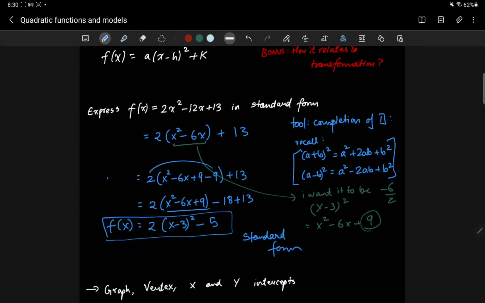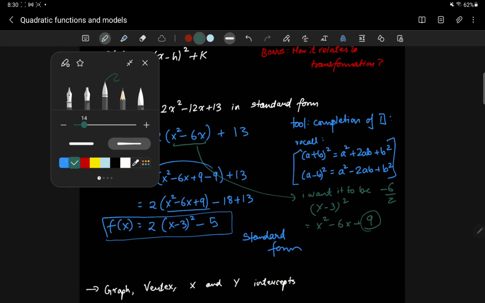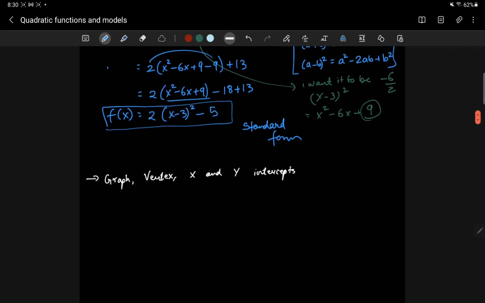Hi everyone. So we did a completion of square to express this quadratic in the standard form. And as we said before, in doing so, we are setting it up so we can have a better understanding of what this looks like. So here's how that works.